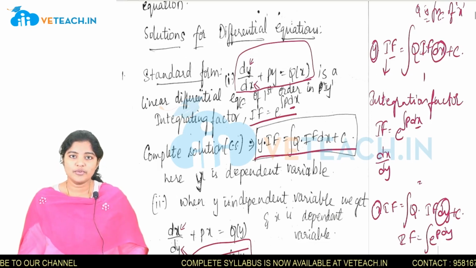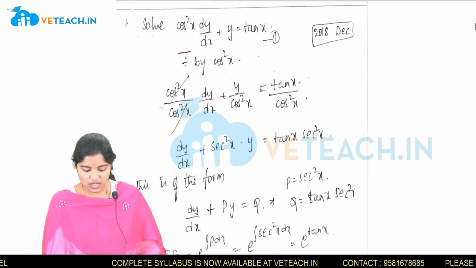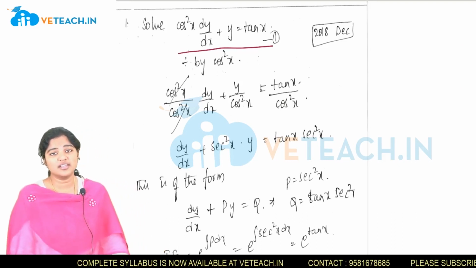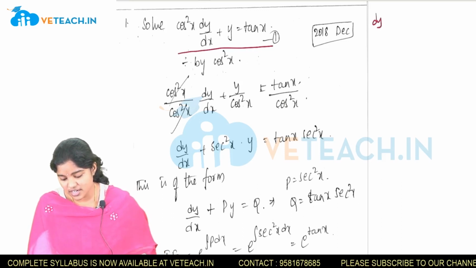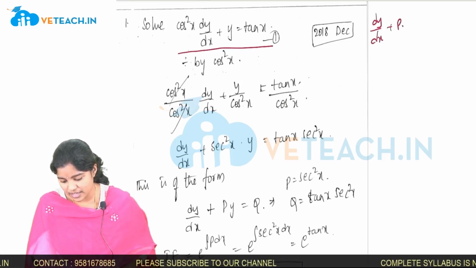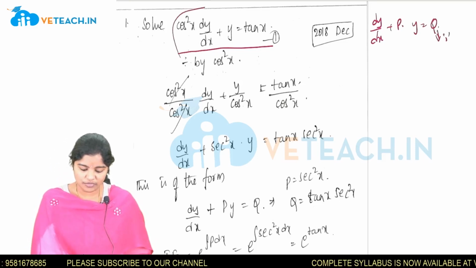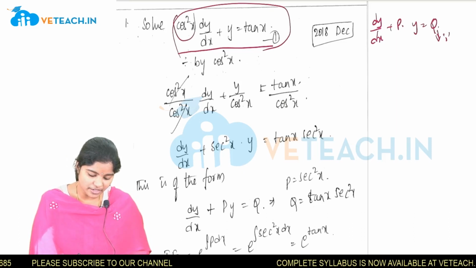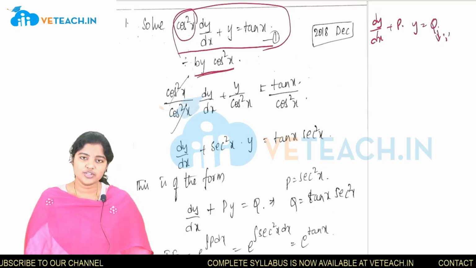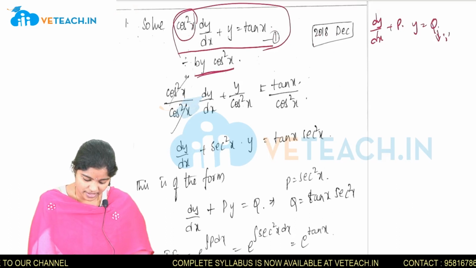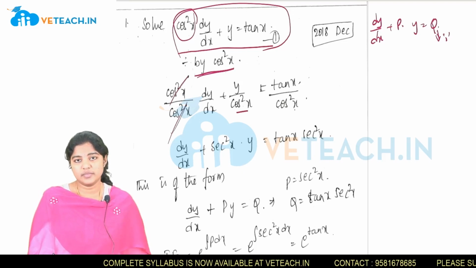Now let us solve a problem using a simple example. Take the first example. The given equation is cos square x dy by dx plus y is equal to tan x. This is not of the form we have discussed, dy by dx plus P into y is equal to Q, where Q is a function of x. We have something multiplied to the derivative, cos square x. So in order to remove that, I am dividing the whole equation by cos square x. When I divide, cos square x gets cancelled, and we have y by cos square x equal to tan x by cos square x.